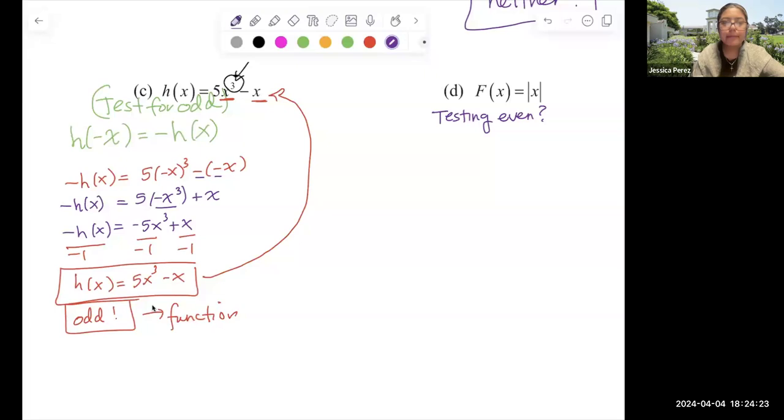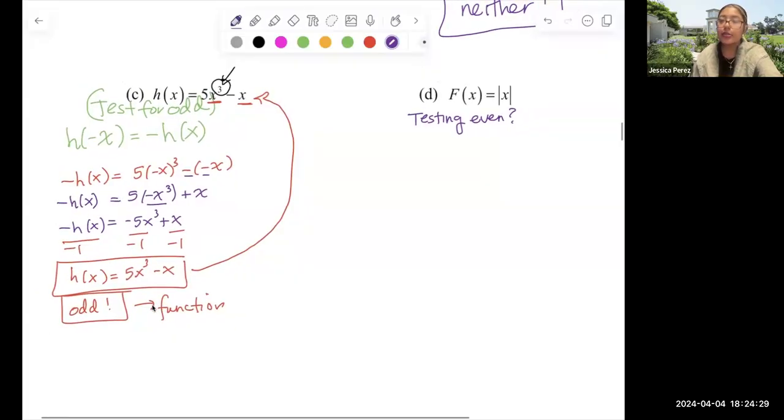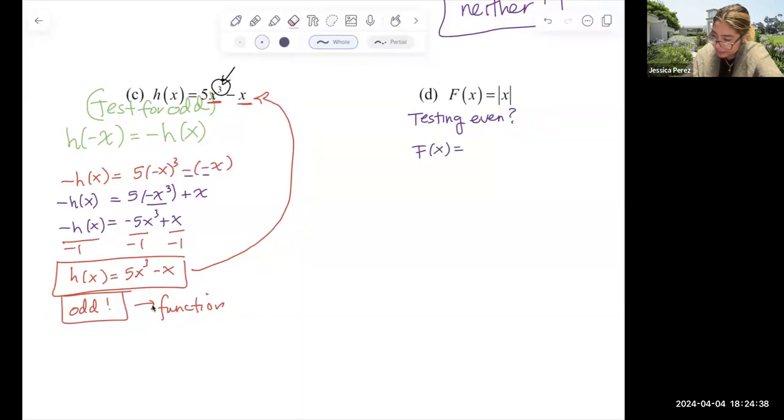Okay. No? Okay. If you do, please stop me and ask questions if you have them. How do I test even? I apply the definition that says f of x is equal to f of negative x.